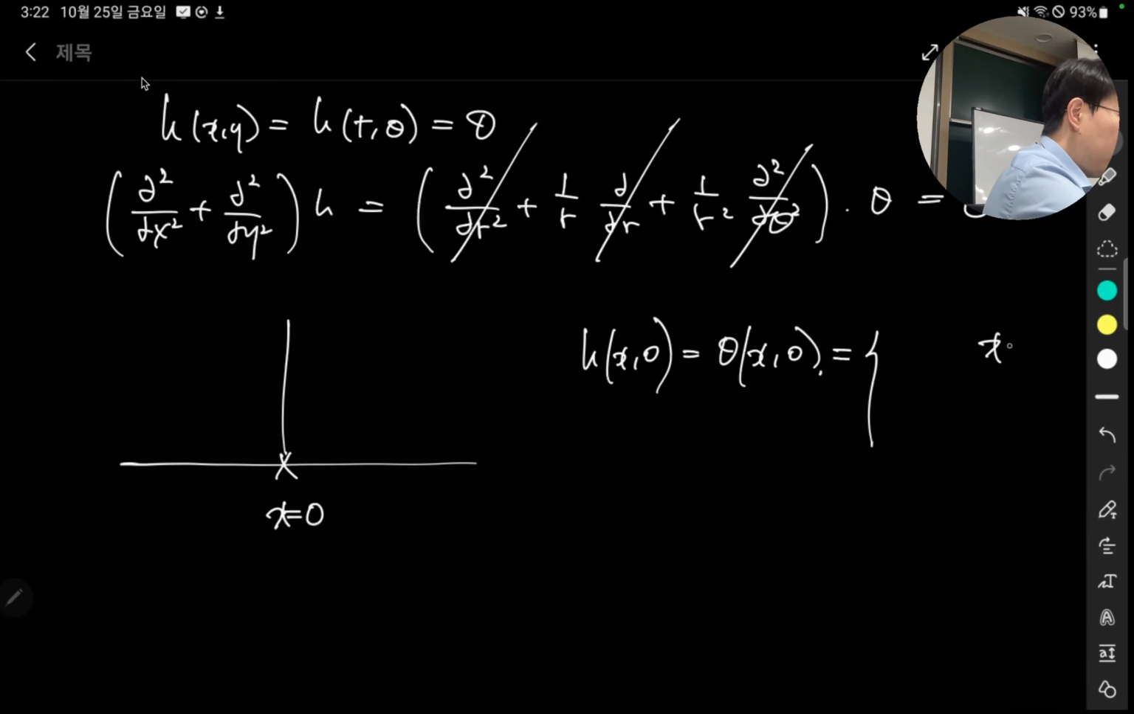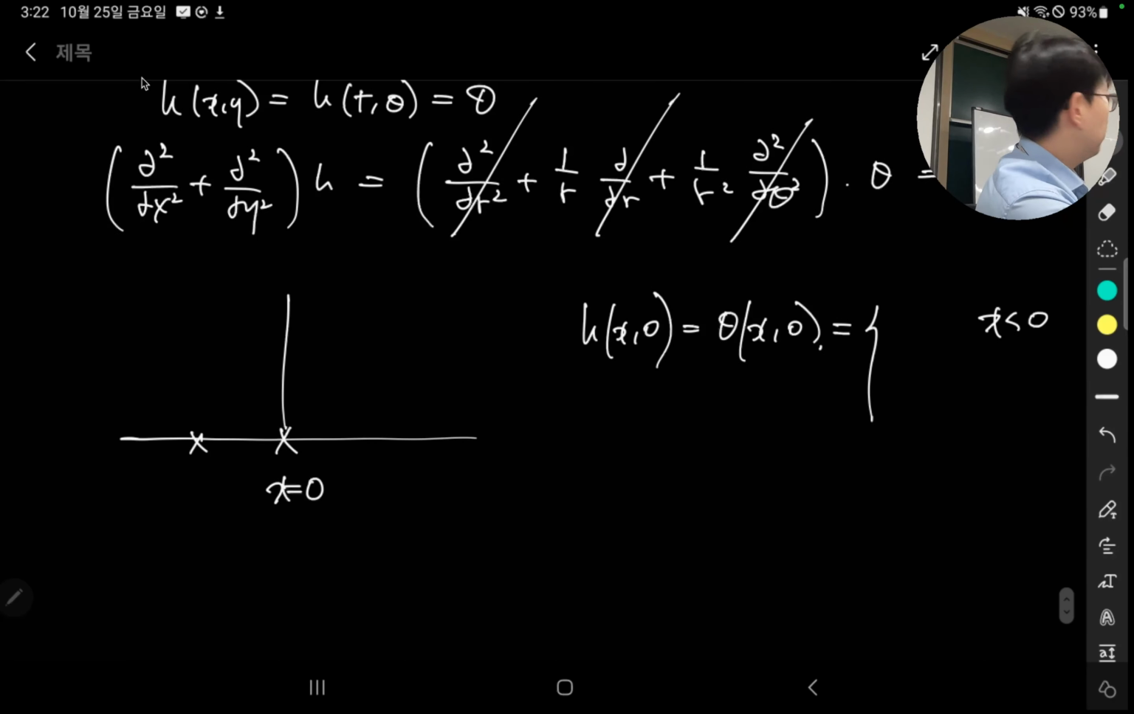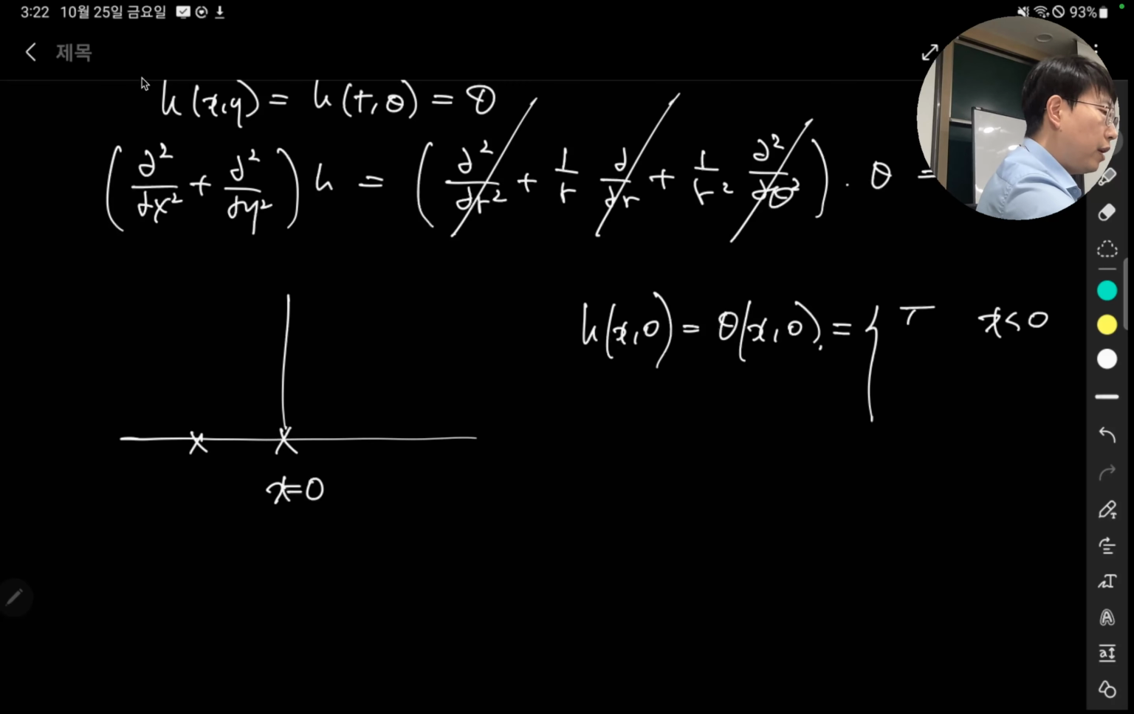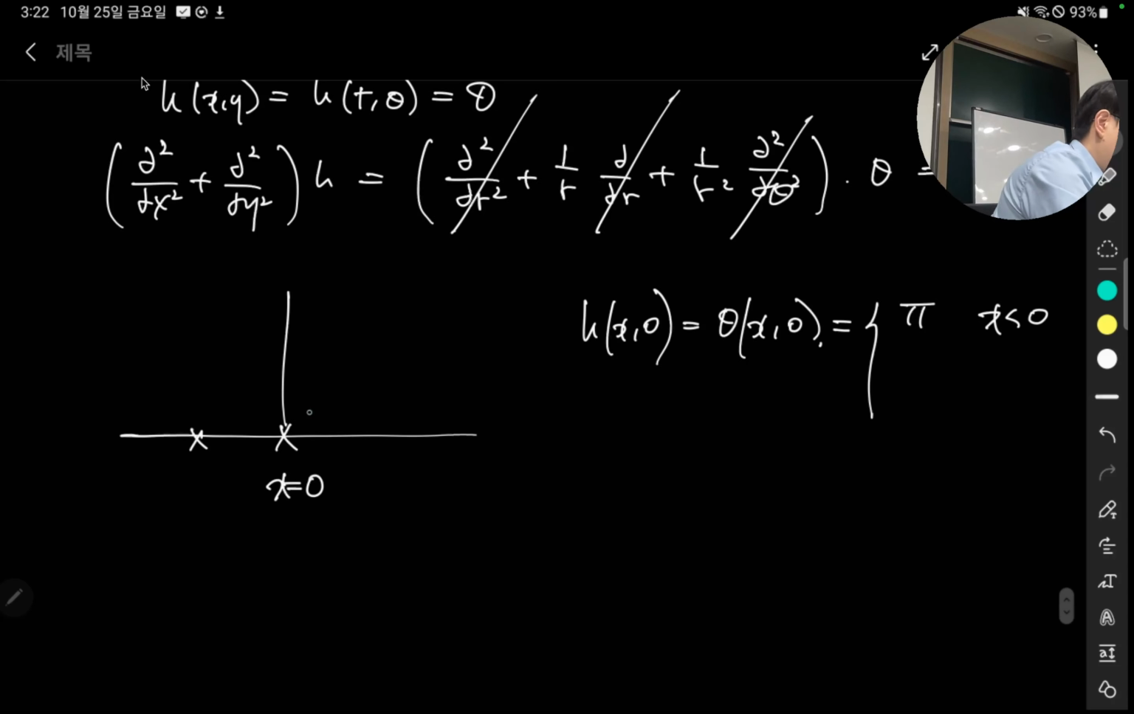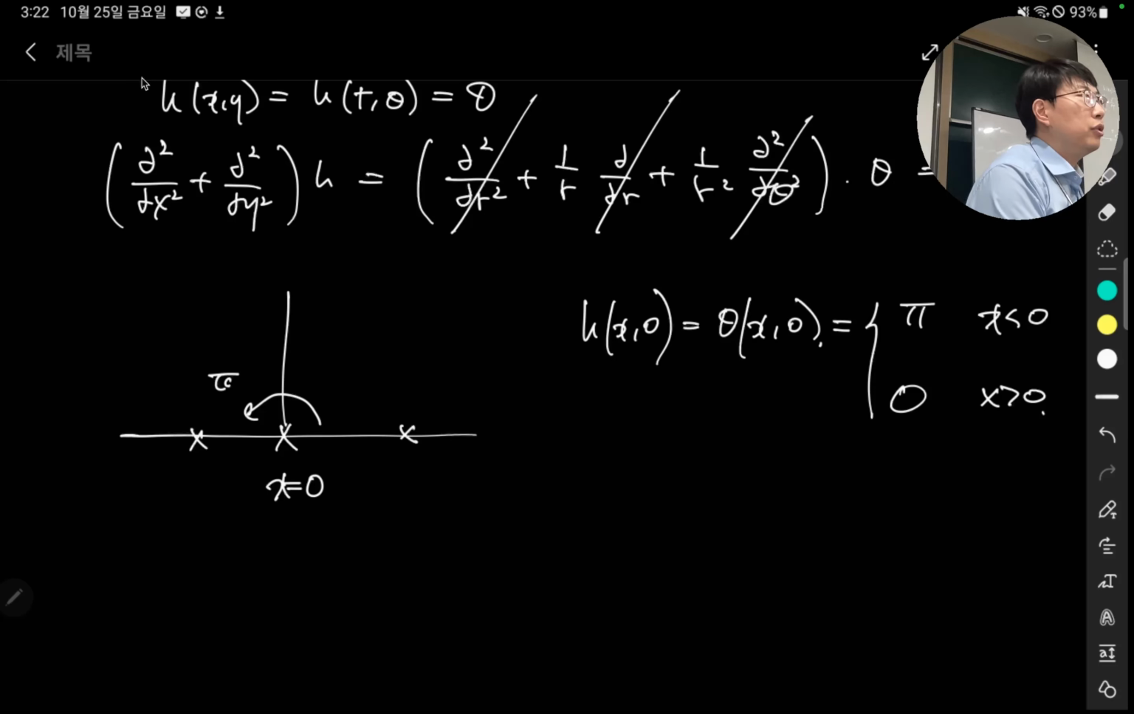But when x is less than 0, theta on this part becomes pi. Because we define theta to be the inverse cosine, and the inverse cosine takes values from 0 to pi and measures the angle from the positive x-axis. So when I have a point in here, the angle is pi. And when I have a point here, when x is bigger than 0, it's 0. Right? I have a certain constant value on one side and on the other.